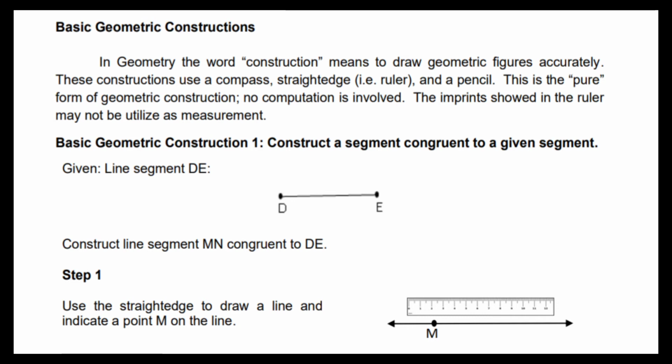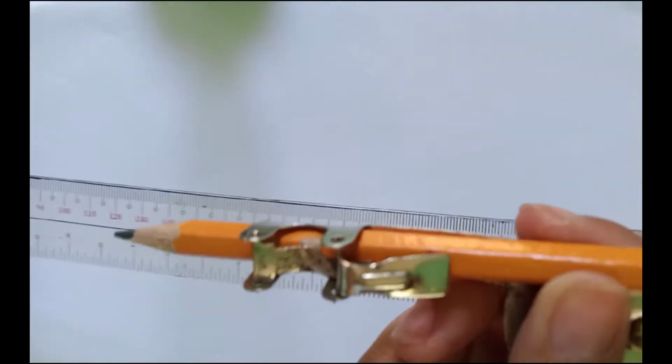Let us have the basic geometric construction 1, which is to construct a segment congruent to a given segment. Of course, in this construction, we need a compass and a straight edge, and in our compass, we have a pencil. We have the given line segment DE. Here we have to construct line segment MN congruent to line segment DE.